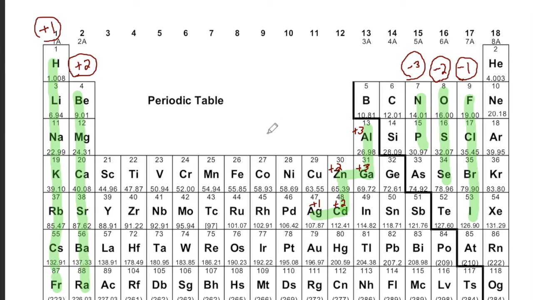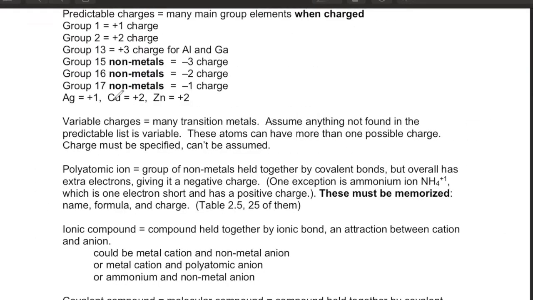We do have some other elements, the transition metals especially, that have a variable charge, and we'll talk about that a little bit later. So anything that we didn't just point out as being predictable would be a variable charge. So many of the transition metals can take on more than one type of charge. For instance, iron can sometimes take on a +2 charge or sometimes take on a +3 charge. So we consider iron variable.